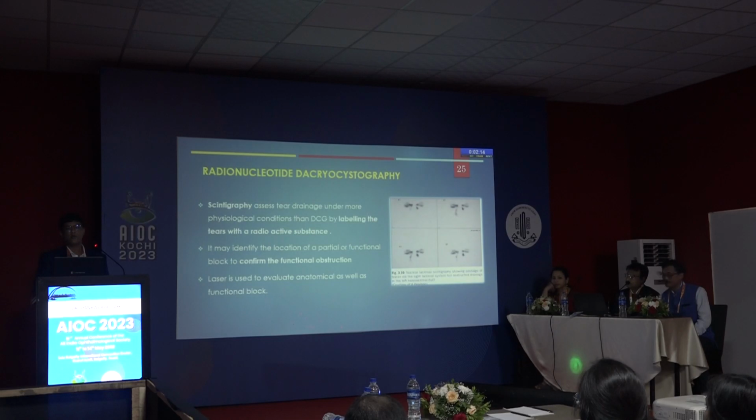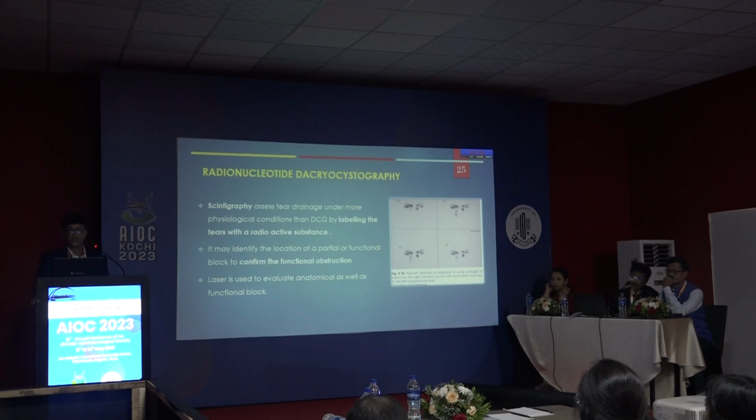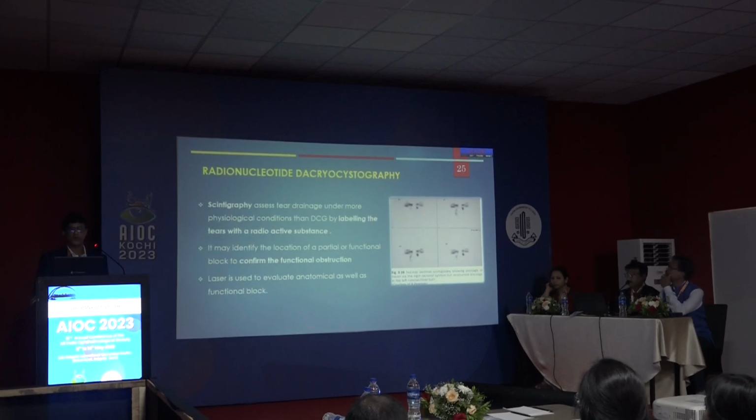Then radionuclide-assisted dacryoscintigraphy. Scintigraphy assesses the drainage of tears under more physiological conditions than dacryocystography, by labeling the tears with a radioactive substance. It may identify the location of a partial or functional block and confirm functional obstruction. It is used to evaluate both anatomical and functional blocks. Here we can track the tears at different levels with the help of radio tracer material.